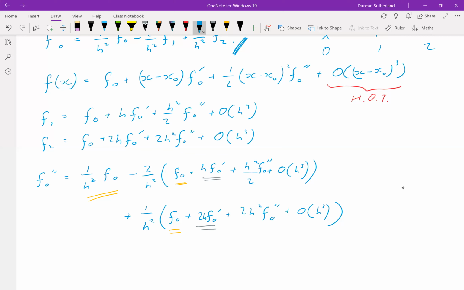Hang on a sec. Where did my 2 go? Why did my 2 not cancel? It's here. I forgot to divide. Oh, I did divide that by 2. Hang on, I'm going to pause and find where my 2 went. Okay, I found it. It's this bit here, this bit here, has to equal that bit there.